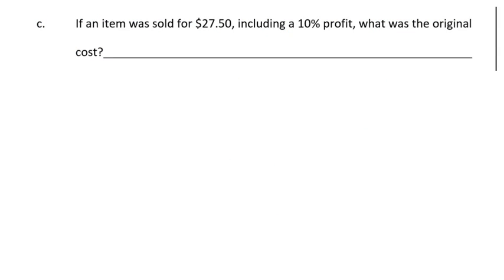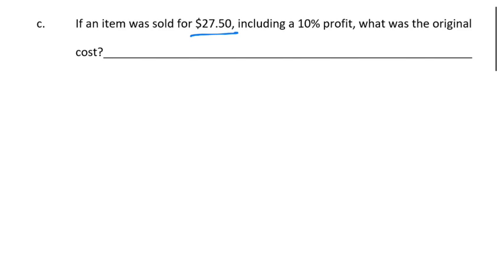Part C. This is the nasty one. This is level 6. So if an item was sold for 27, oh sorry, no, this is only level 5, sorry. If it was sold for that, what is the original profit?